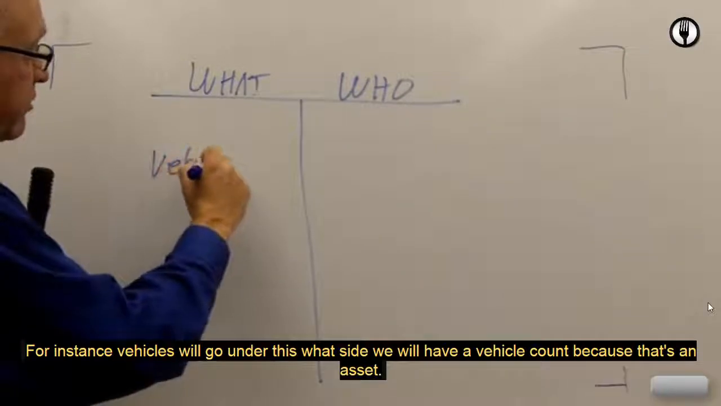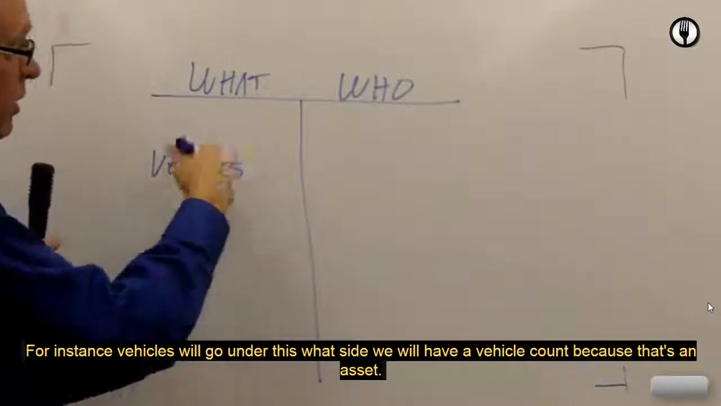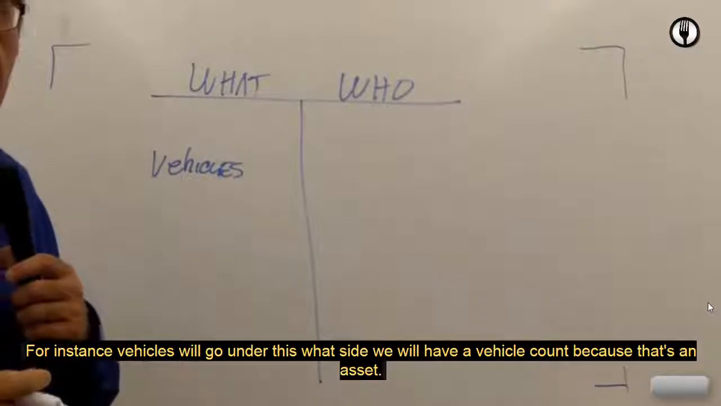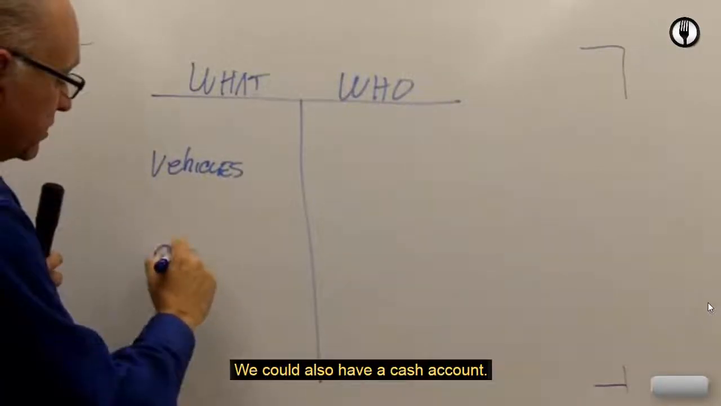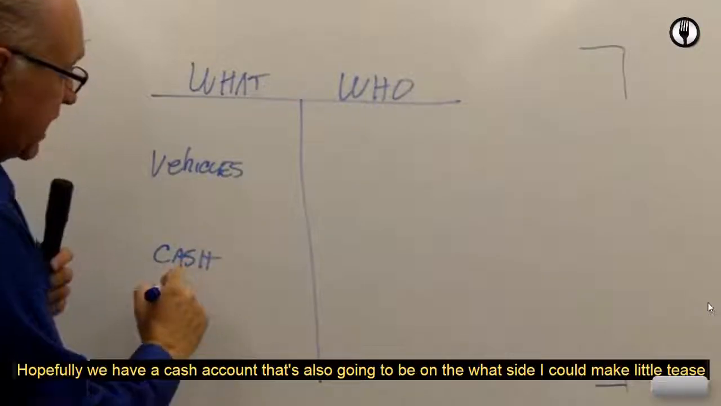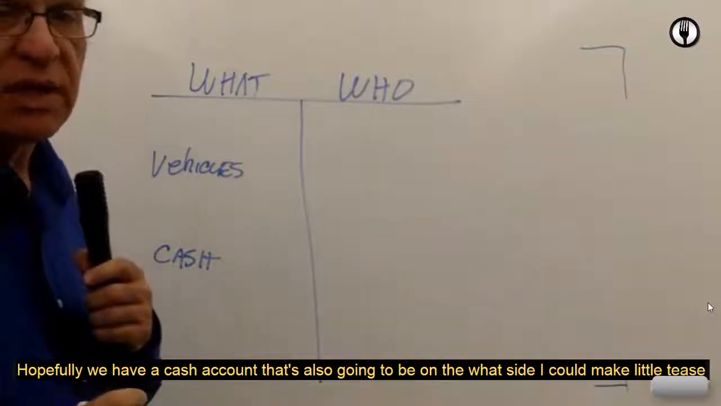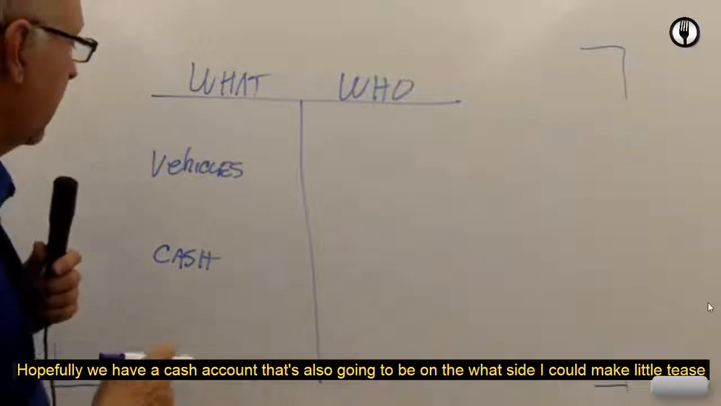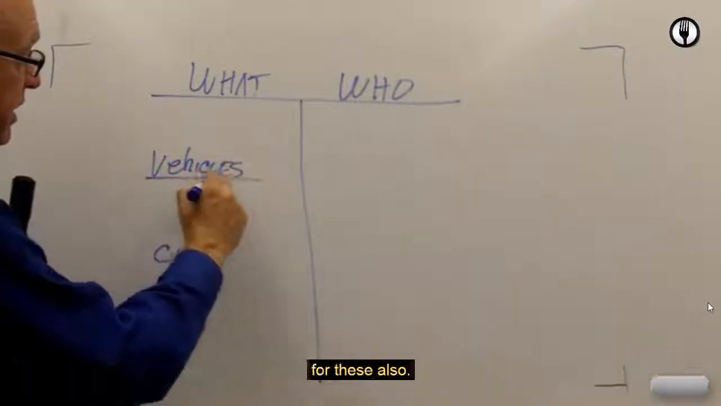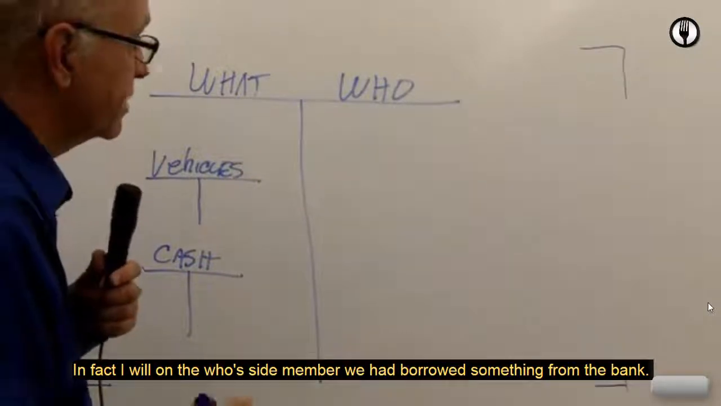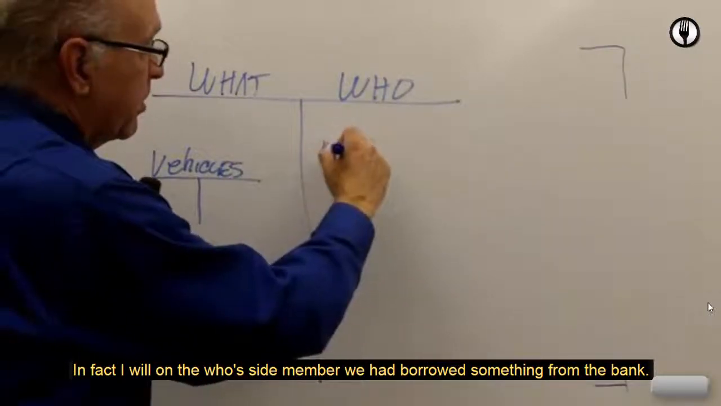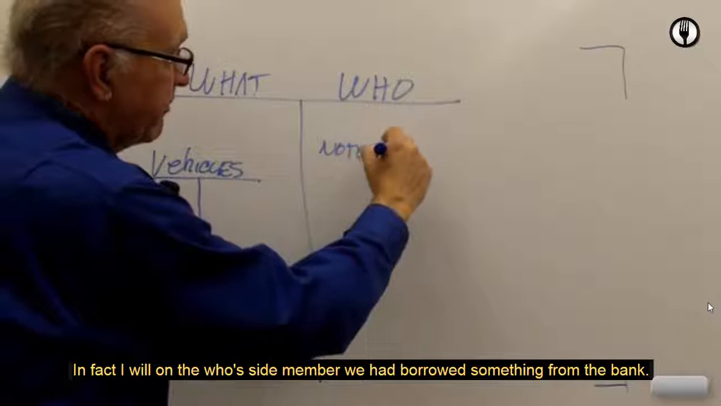For instance, vehicles will go under this what side. We will have a vehicle account because that's an asset. We could also have a cash account. Hopefully we have a cash account. That's also going to be on the what side. I could make little T's for these also. In fact, I will.